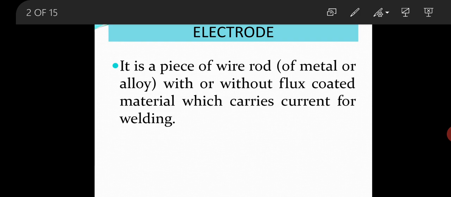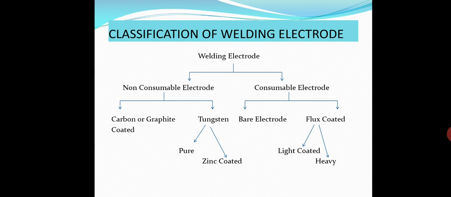So what is an electrode? Already we have discussed arc welding, electric arc welding, where we have used electrodes. An electrode is nothing but a piece of wire of metal or alloy, and sometimes it is a rod, with or without flux coating. This electrode carries current for welding. So this is the classification of welding electrode.